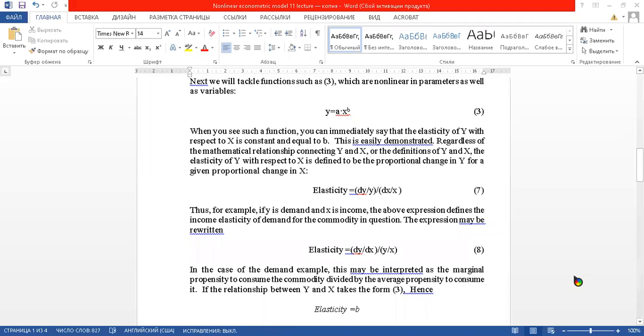So when you see such a definition, you can immediately see that the elasticity of y with respect to x, so b, the coefficient b of the power model, is constant, and it is easily demonstrated.